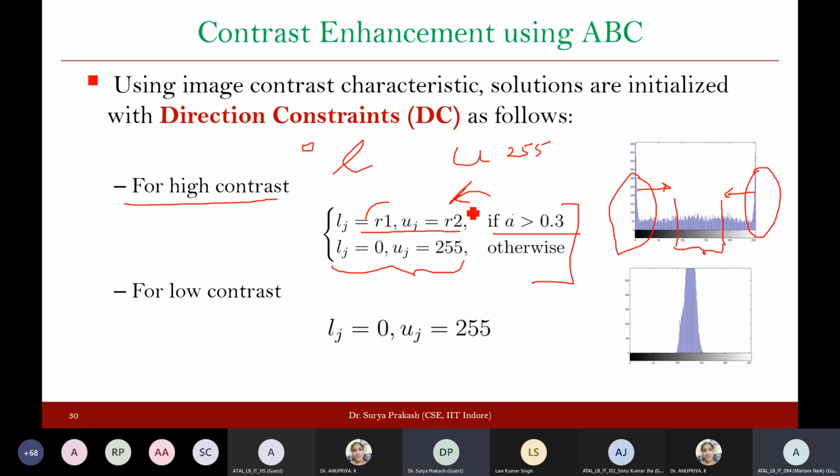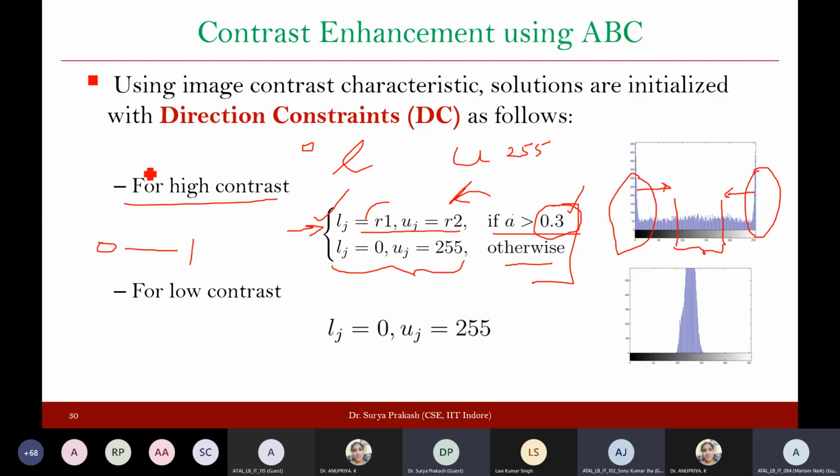And you know that when you are generating a random number between 0 and 1, when the number is more than 0.3, then you are doing this. So the range is more probable by this condition. So for all those cases, the initialization will be done between these two intensities. And in some cases where the random number is falling less than 0.3, the lower and upper boundary will be 0 and 255.